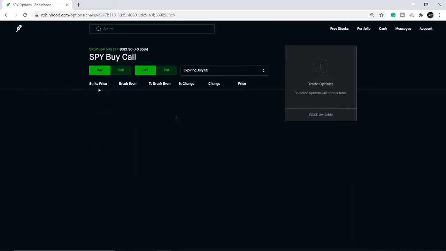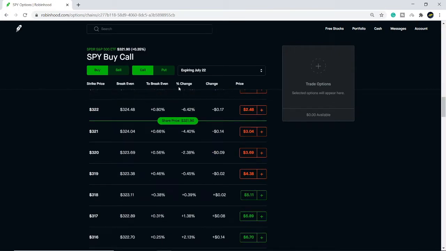So before you trade options, you have to have access to this. So remember, you have to trade for a couple of weeks, I believe, and have a minimum deposit in your account, maybe like $50 or $100, I'm not sure. But just make sure you have access to trading spreads before you do this or it won't work.